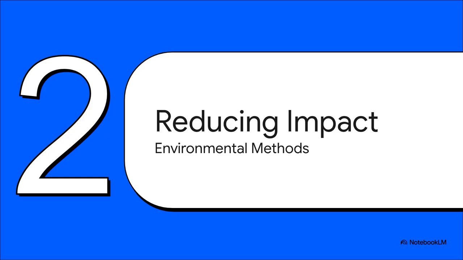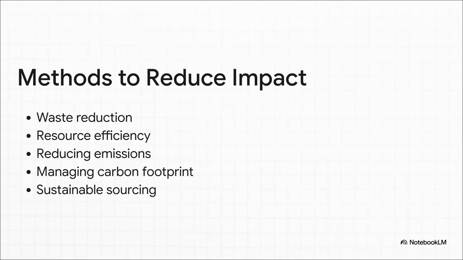Moving right along to Section 2, methods of reducing environmental impact. So, how do operations actually achieve this balance in the real world? Well, it comes down to a few key methods. Take resource efficiency, for example. This means using your materials, energy, and labor to minimize waste while maximizing output. Then you've got managing the carbon footprint, which requires actively tracking and lowering your total greenhouse gases.